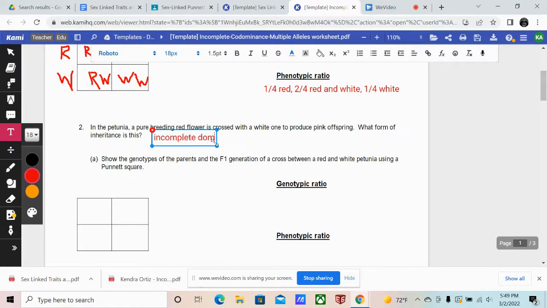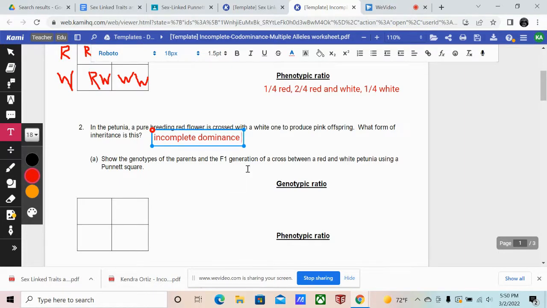Incomplete dominance. I'm terrible at spelling. Dominance. There we go. All right, so whenever they blend together, say you cross a tall plant with a short plant and you get a medium plant, that would be incomplete dominance, because you're blending tall and short, and they blend together to get medium.